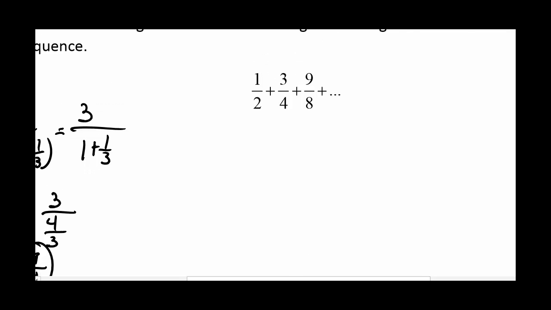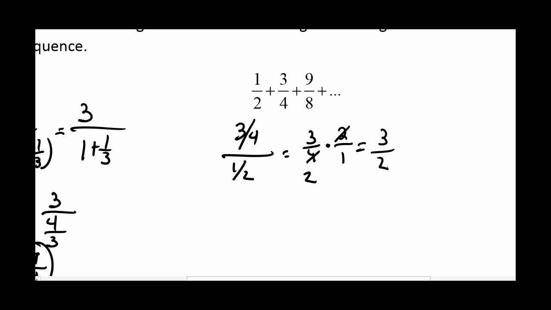Okay, next pattern. So take the latter divided by the previous, so the second divided by the first. So that's 3/4 times 2 over 1. That divides out, and I'm left with 3/2. Okay, so that tells me that I've got a divergent pattern here. So if I add up an infinite number of things that are getting bigger and bigger, I actually would end up getting infinity.